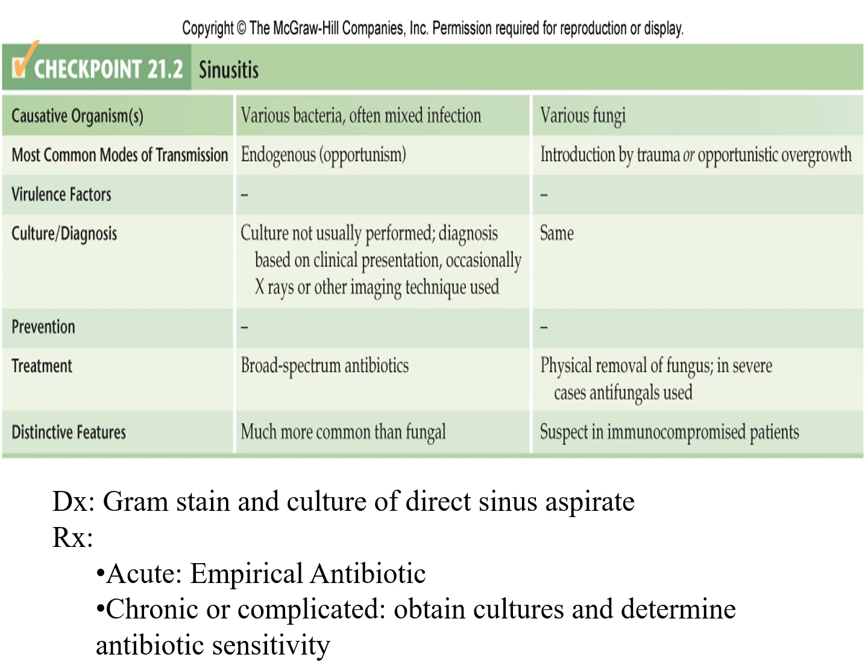What do we mean by empirical antibiotic therapy? We mean starting the patient on a broad spectrum antibiotic until the stain and culture results and sensitivity come back, and then once we get them back, we might need to shift the patient onto a lower spectrum antibiotic according to the sensitivity testing. If we have chronic or complicated sinusitis, we need to obtain cultures and determine the antibiotic sensitivity of the causative microorganism.